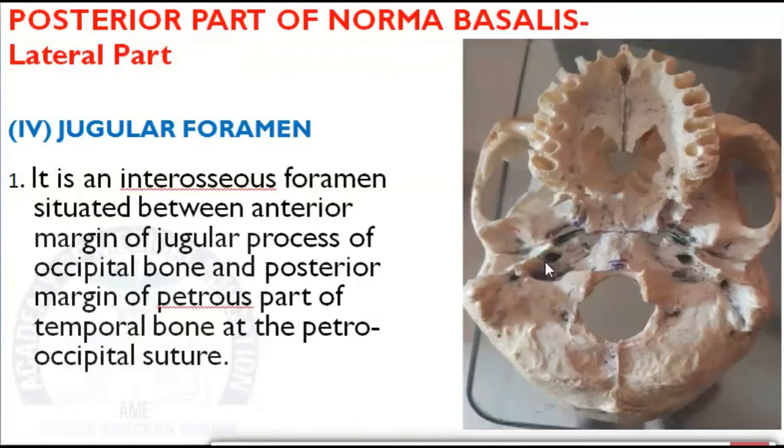The next structure in the lateral part is the jugular foramen. It is an intraosseous foramen situated between the anterior margin of the jugular process of the occipital bone and the posterior margin of the petrous part of the temporal bone, at the petro-occipital suture. So this is the jugular foramen.